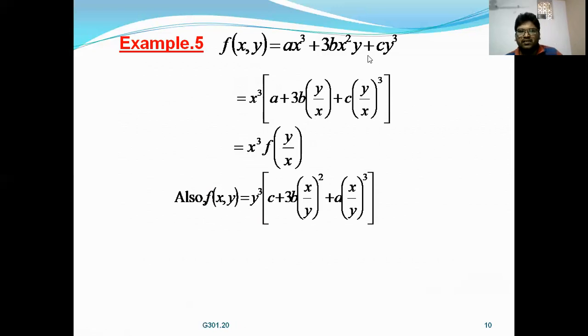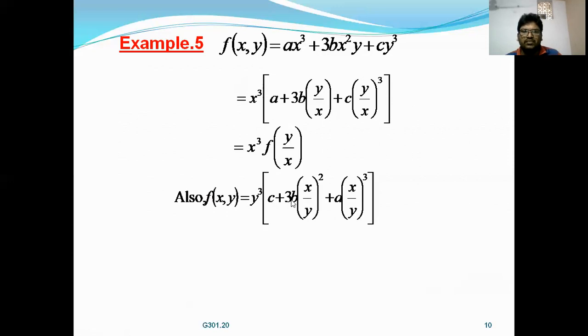So this function is a homogeneous function. We also have to take common y cube. Similarly, in the same manner, we take common y cube from the above function. You will get c, and in the middle term you take common y, so you get y square in the denominator. The first term does not contain the y term, so you are dividing by y cube. So after taking common y cube, this will be obtained.